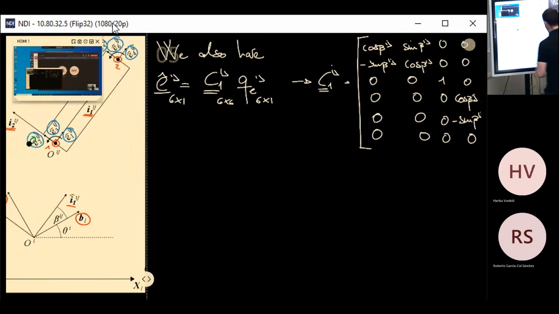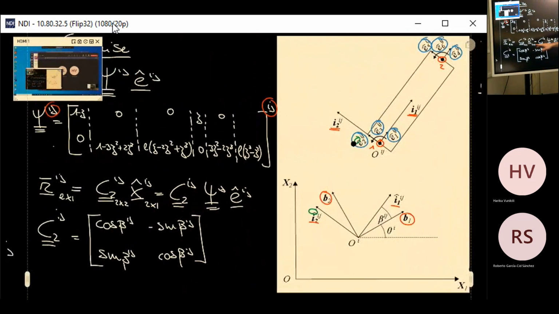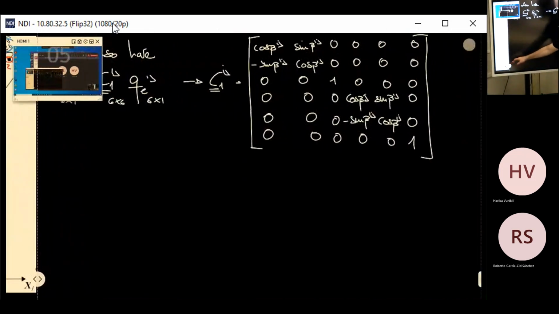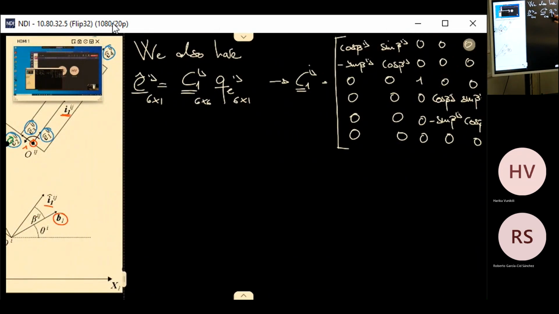Because, you see, here in C2, I am rotating something which lives in the intermediate element frame to get it to the body frame. Instead here, I'm rotating something that lives in the body frame to get it back to the element frame. So it's the opposite. Is this clear? That's why you have the opposite signs in the angle. The angle is the same, but it's opposite in terms of rotation direction. Okay, in case you wondered.